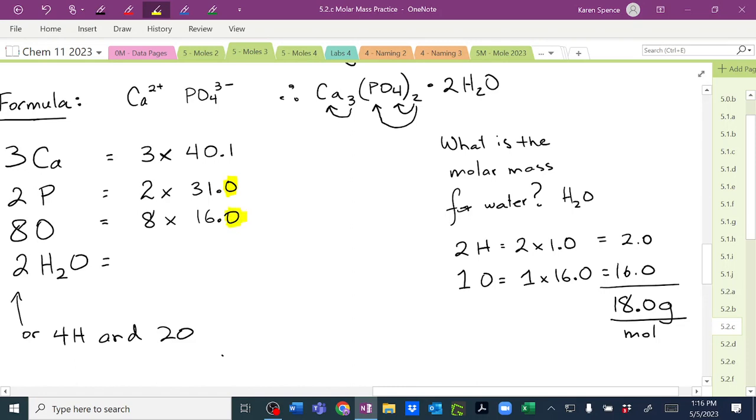Okay, and now we've actually figured out the molar mass of water, so we can say I have 2 water, each of which has a molar mass of 18.0. And now I do all my multiplication. Like I said, when you're in this unit, you probably want to show your work just so you don't get mixed up.